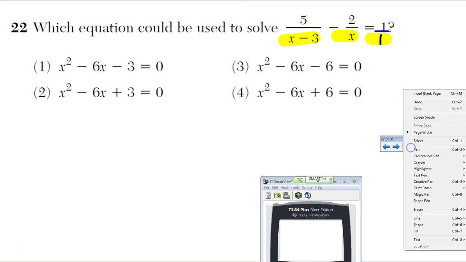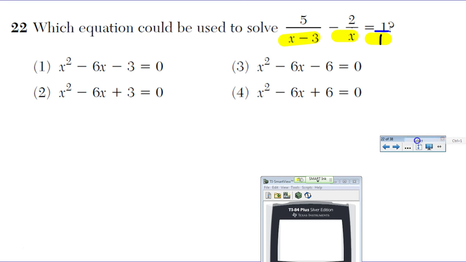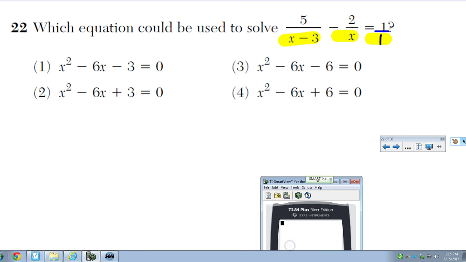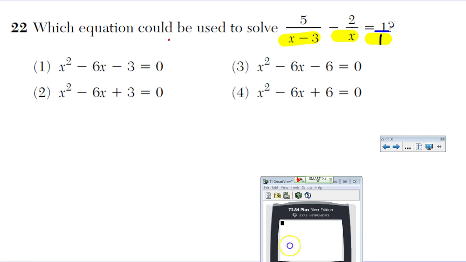Okay, so the LCD of x minus 3, x, and 1, the LCD is x and x minus 3 combined. So what we're going to do is multiply that LCD to each fraction, and that will get rid of the denominator.